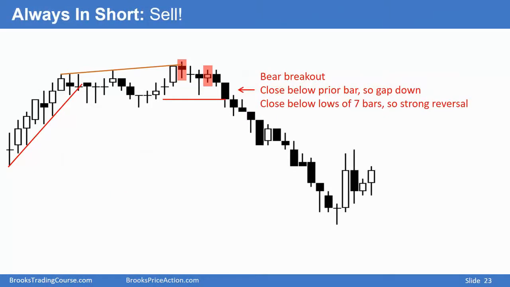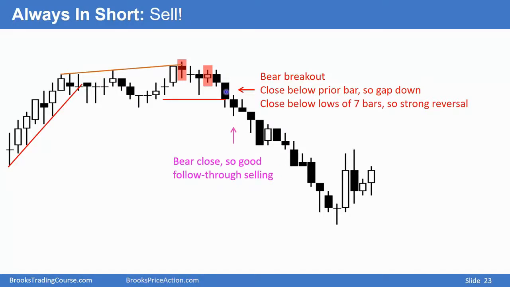And that's what we got. After 3 or 4 bars down, the market's always in short. Traders believe it's going lower, so if they have to be in the market, they want to be short. They'll look for reasons to sell after this 3rd or 4th bar. They'll sell closes, they'll sell at the market, they'll sell bear closes, they'll sell bull closes.